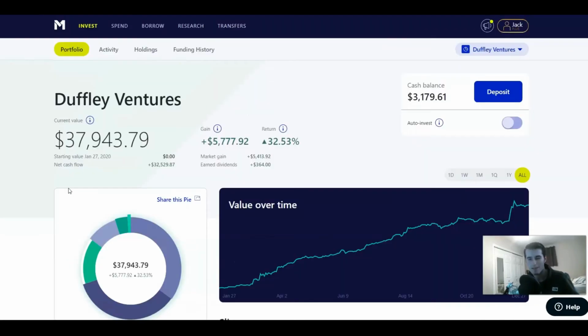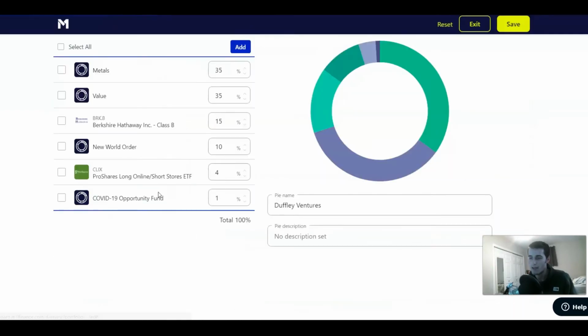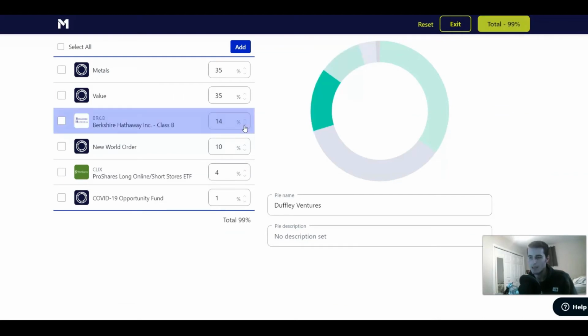But let's go ahead and see how the pie system works and how you can actually create pies. You can see if I hit edit here, I can change the current pie that I have in the portfolio already. So if I wanted to have less Berkshire Hathaway, I could hit this and move the target allocation down to 10% and then move something else up 5%. You do have to have the full 100, obviously, so you can do that, and that's very easy to do.